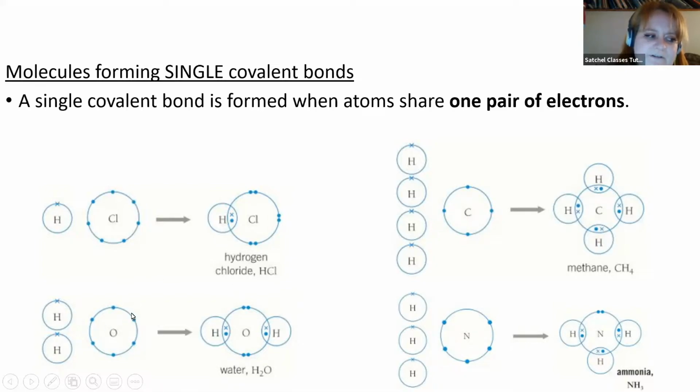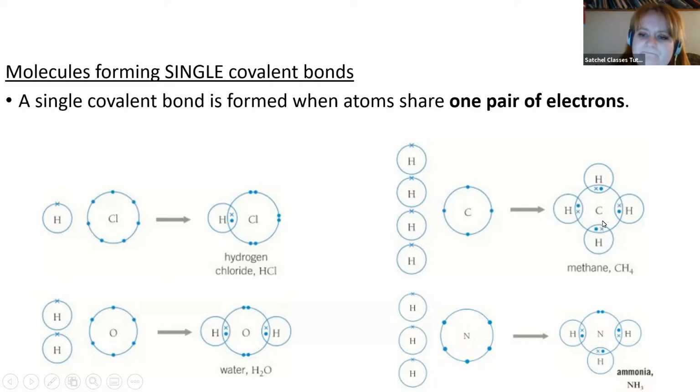Water, very familiar to us. We've got two hydrogens, both wanting one each, and oxygen wanting two by itself. So we have two hydrogens, either side. They're both sharing a pair, a pair obviously means two, and they're both sharing two electrons there. Methane, so these are all simple molecular.